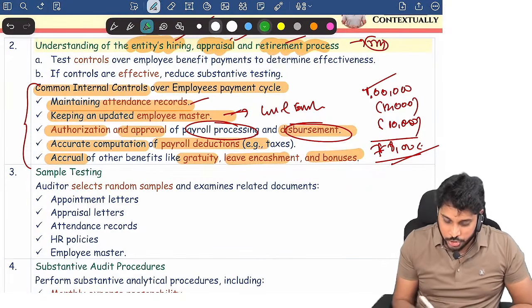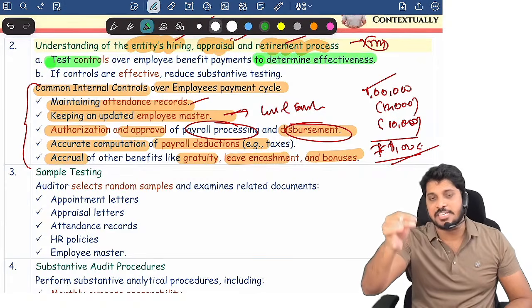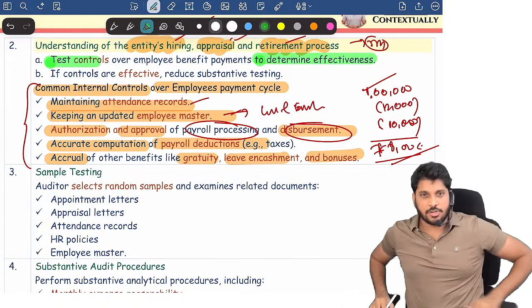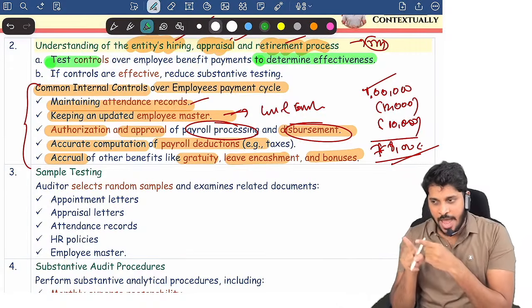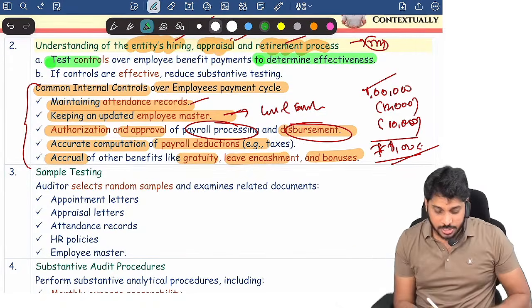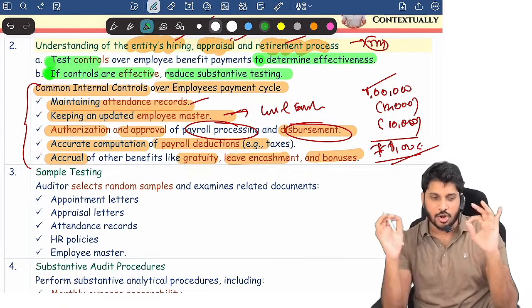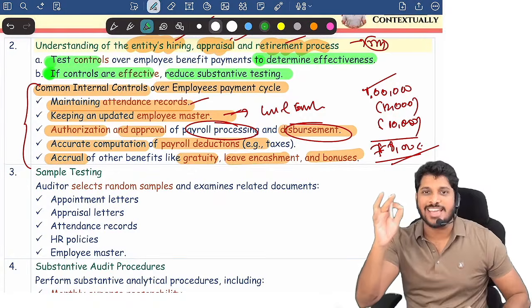As an auditor, you should test these controls to determine whether they are effective. Attendance record: is the company taking attendance regularly and correctly or not? Yes or no? If controls are effective, you can reduce substantive testing. This is a general concept which every one of you would already be aware of.